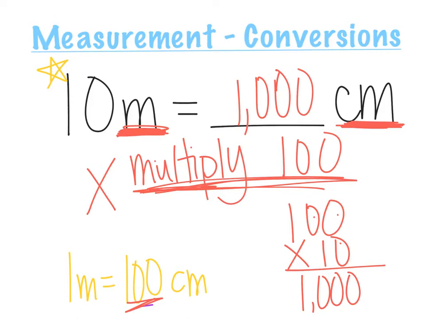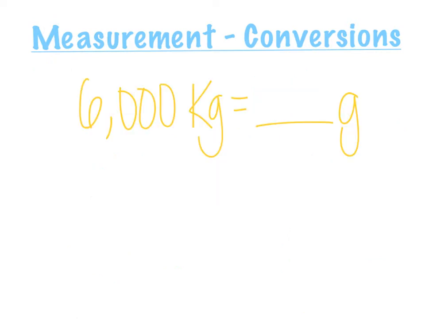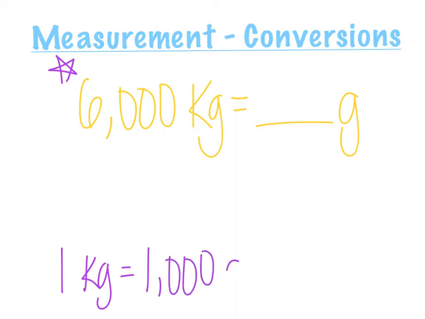Let's try one more. Okay, students, let's say we need to figure out how many grams are in 6,000 kilograms. Now, before you even start, I need you to put the star. Which unit of measurement is bigger? Is it the kilograms or the grams? Good. The kilograms. The kilograms are bigger than grams. So, looking at my reference materials for my STAR test, they always give me that measurement chart. I can see that 1 kilogram equals 1,000 grams.